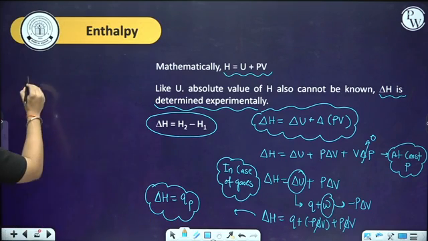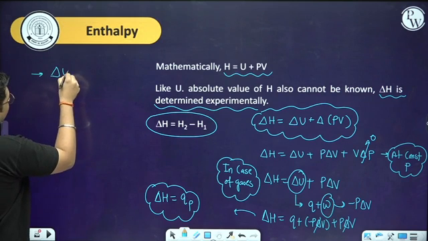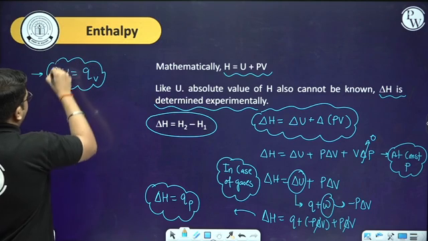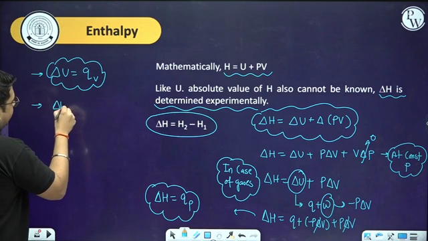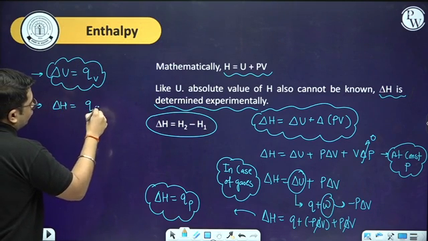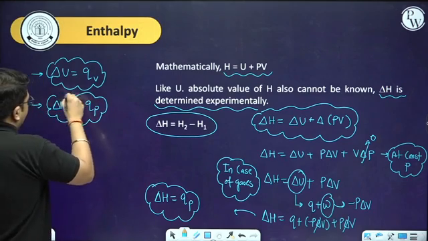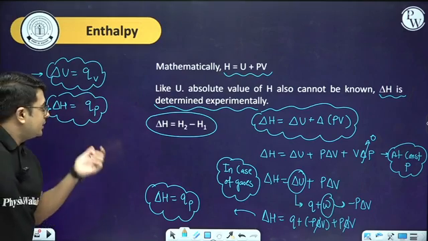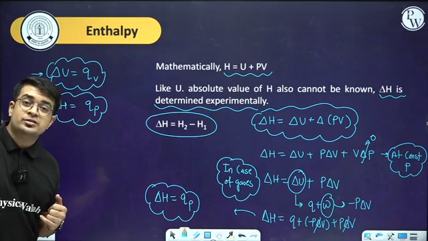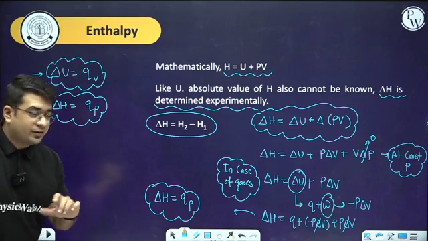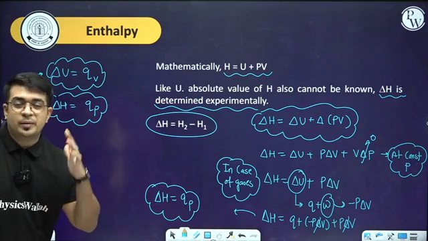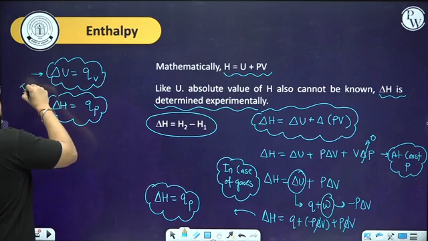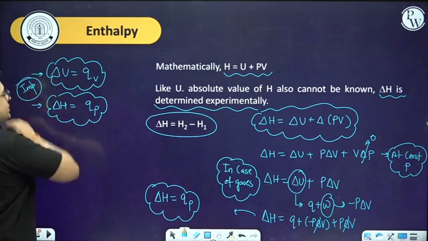So now always remember two equations: delta U corresponds to Q at constant volume, which we have determined, and delta H will be equal to Q at constant pressure. If the change in enthalpy is positive, it means heat is absorbed by the system at constant pressure. If this change is negative, it means heat is released by the system at constant pressure. Always remember these two parts. They are going to be very important for heat capacity calculation.